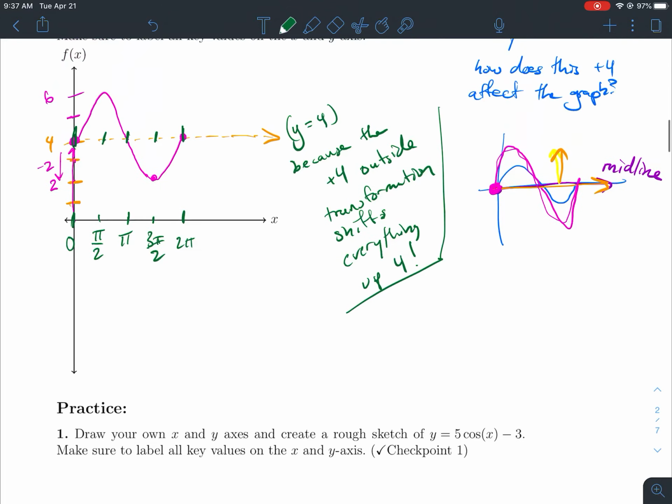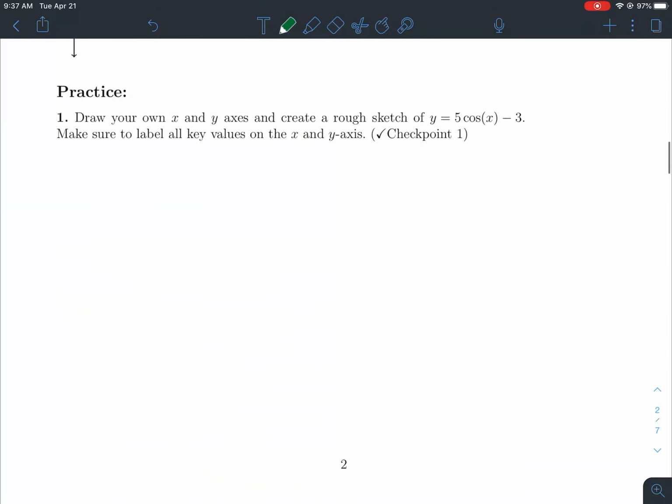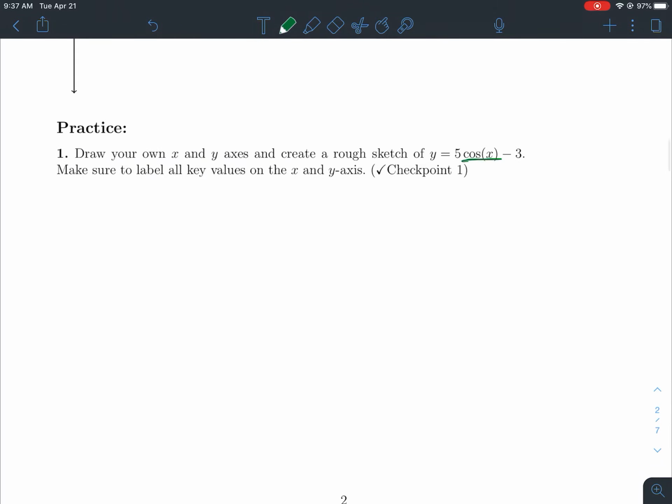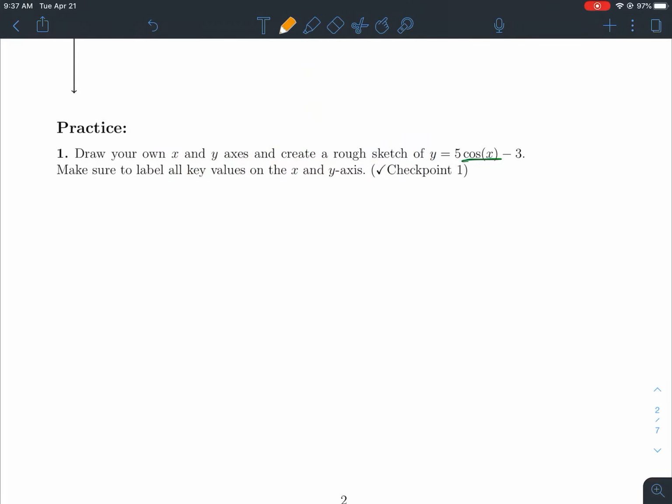All right, so for this one, you guys have a checkpoint problem here, but I'm thinking that it might be a little bit tricky just because it's cosine instead. So give this one a shot on your own and see if you're able to solve it. Now we are going to review it.